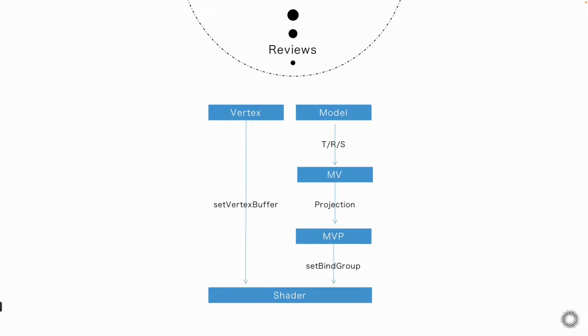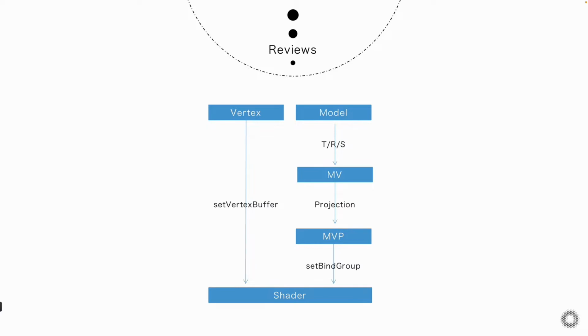Let's look into this figure. We pass the vertex information directly into the vertex shader through the vertex buffer. And we also create a MVP matrix to do the 3D transformation in JavaScript. And then we pass it into the vertex shader through the set BindGroup. Finally, we multiply the MVP matrix with the vertex coordinates in the vertex shader.